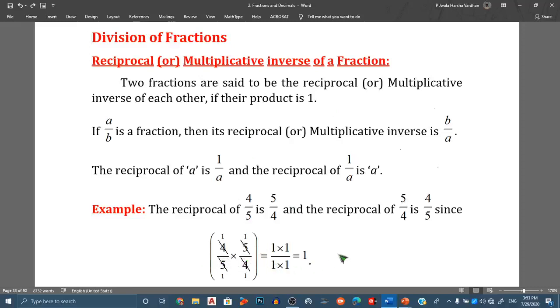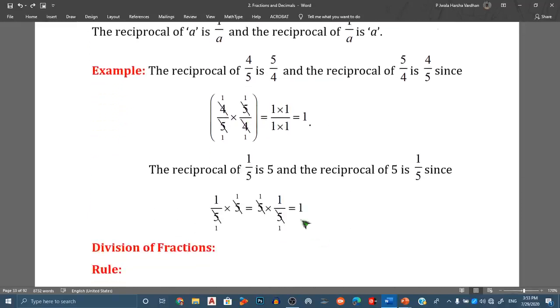Reciprocals of each other. So the reciprocal of 1 by 5 is 5 and the reciprocal of 5 is 1 by 5. Since 1 by 5 into 5 is equal to 5 into 1 by 5, which is equal to 1, because if you cancel these two 5s, you will always get 1 here.